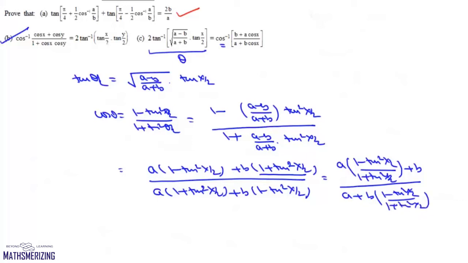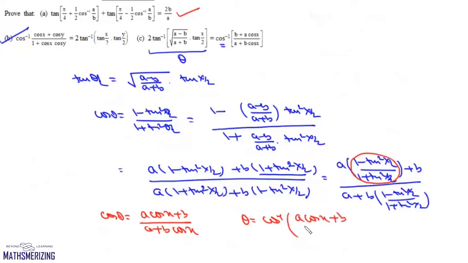Now 1 minus tan square x by 2 upon 1 plus tan square x by 2 is nothing but cos x. So we can write cos theta as a cos x plus b upon a plus b cos x. So this theta will be cos inverse of a cos x plus b upon a plus b cos x, which is what we need to prove.